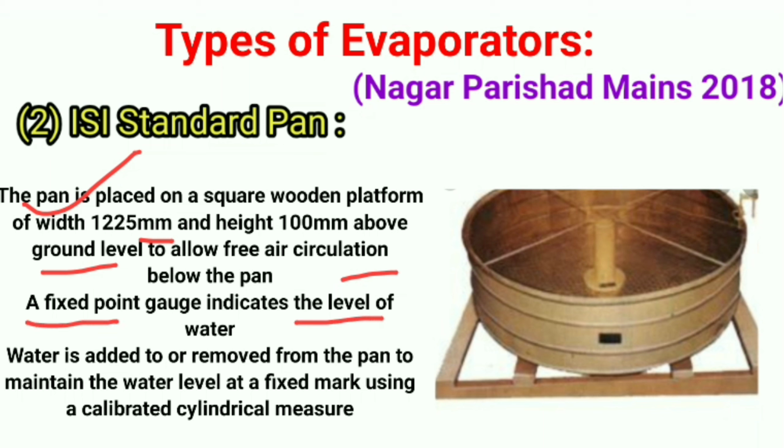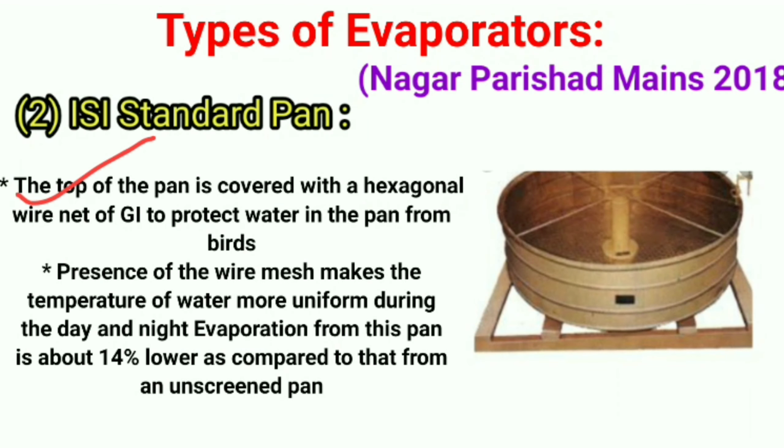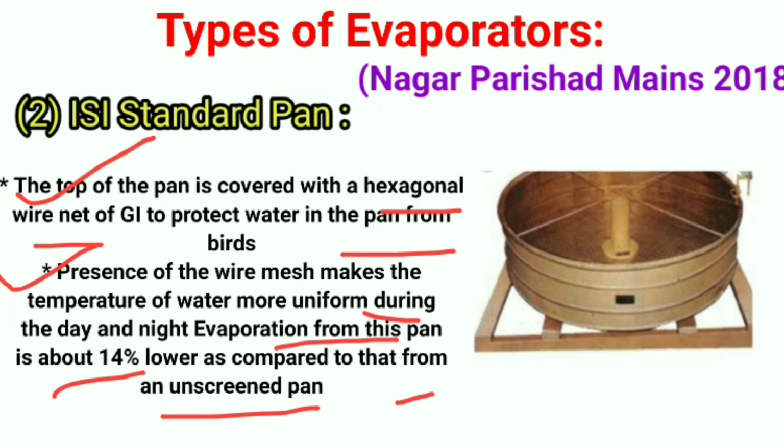Water is added to or removed from the pan to maintain the water level at a fixed mark using a calibrated cylindrical measure. The top of the pan is covered with a hexagonal wire net of GI to protect water in the pan from birds. Presence of wire mesh makes the temperature of water more uniform during the day, and the night evaporation from this pan is about 14% lower as compared to that from an unscreened pan.